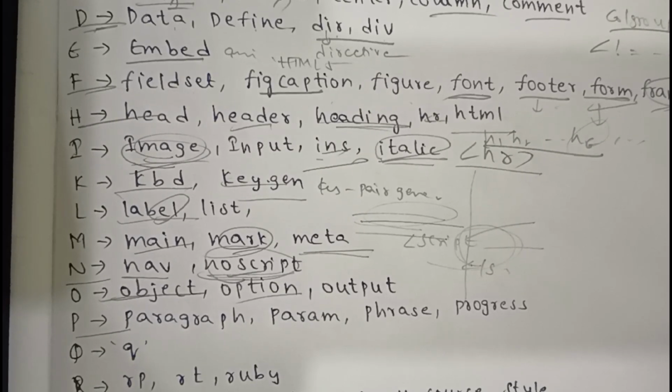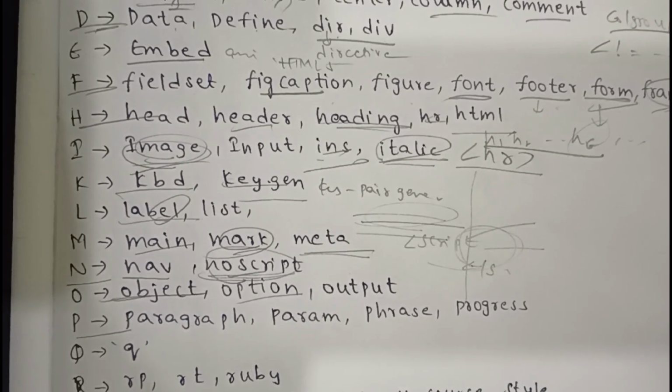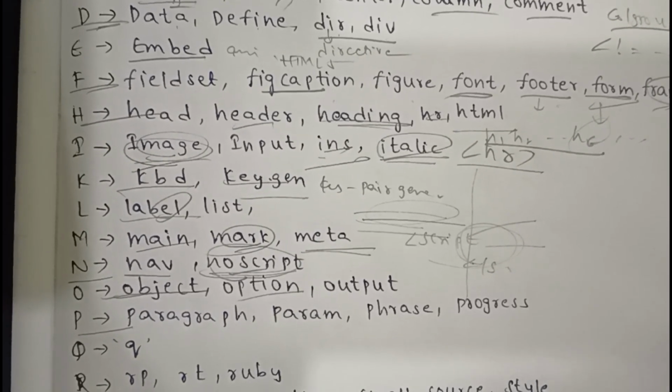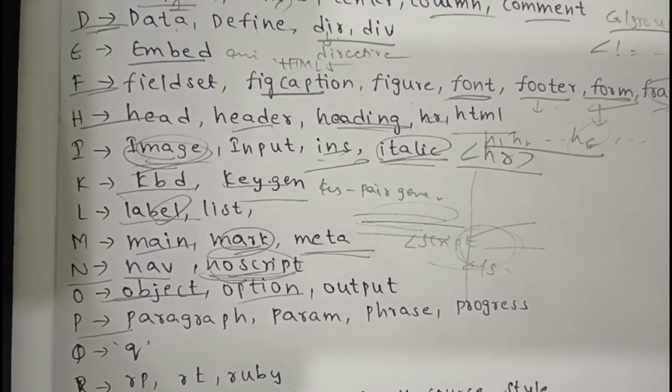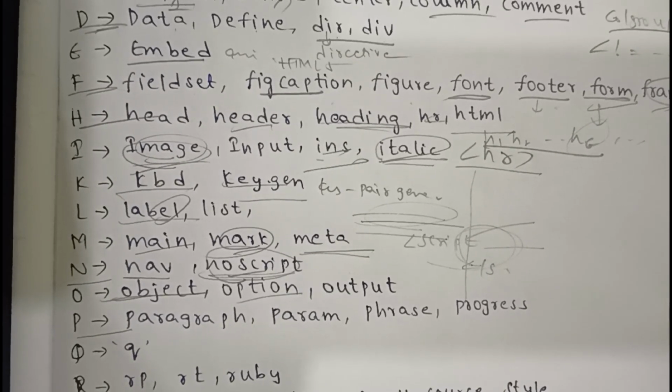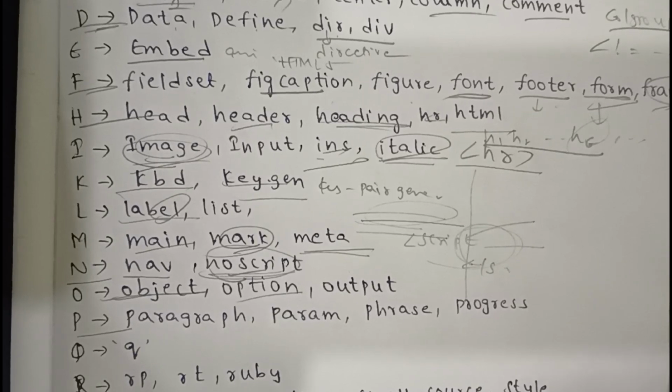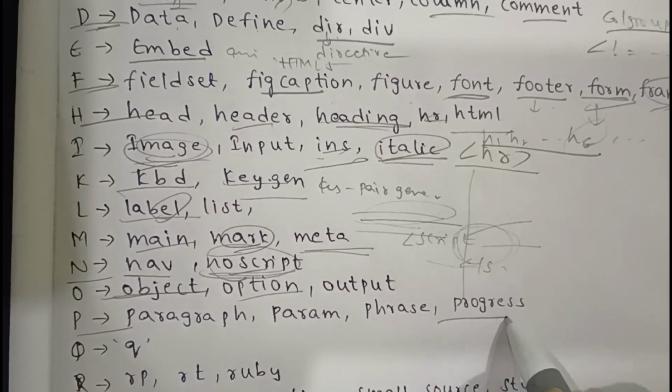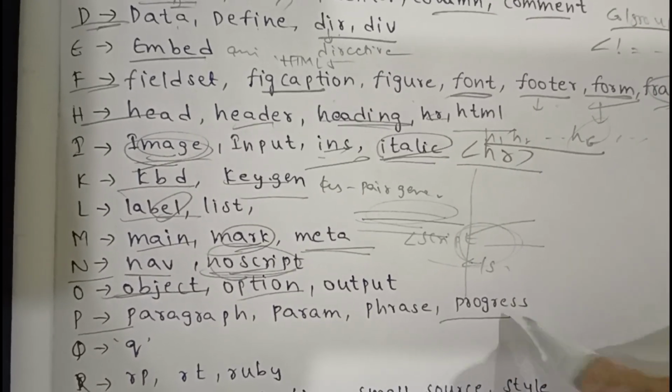Param is used to define a parameter for plugins, which is associated with the object element. Next, phrase. What is phrase? Phrase is used to indicate the structural meaning of a block of text. Okay. Next, progress. What is progress? It is used to show the progress of a task.